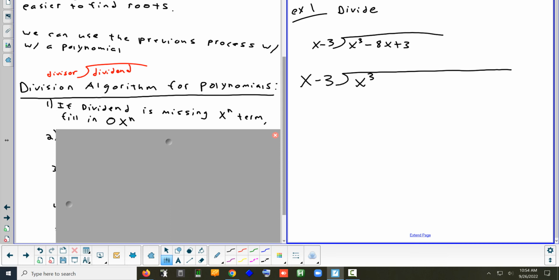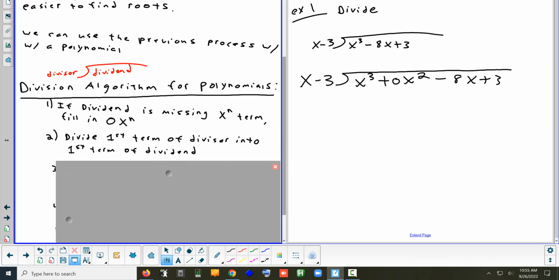What should I put as my next term? 0x squared. I need to represent the squared terms, and I was missing that. So put plus 0x squared, and then the linear and the constant, those are all set. That's step 1. Any question on step 1?